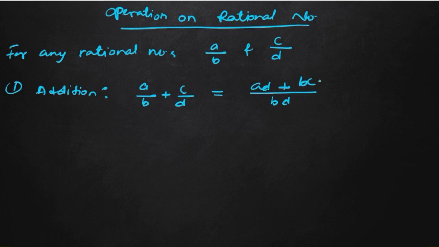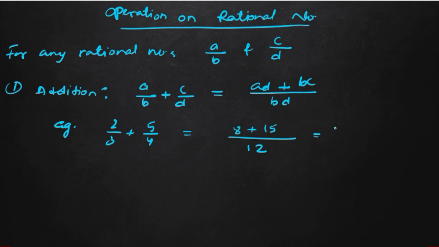Example, suppose we take 2 by 3 plus 5 by 4. So what we will do, we will multiply 3 and 4. 3 4s are 12, and again 2 4s are 8, plus 5 3s are 15. So the answer will be 23 by 12. As this is in simplest form, fine. If it is not in simplest form, again you have to convert it into simplest form. Method is already discussed.